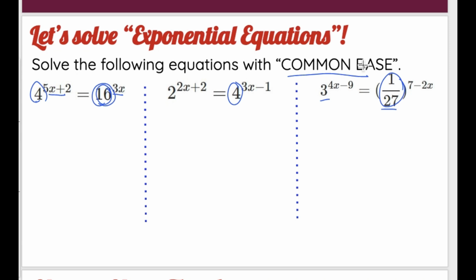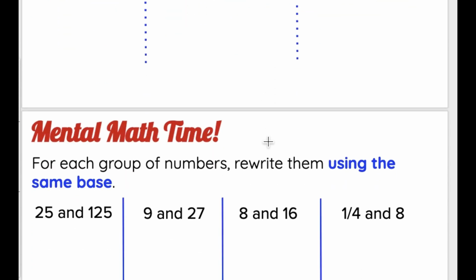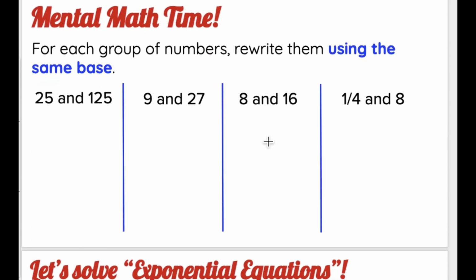To get ready for that part, we are going to do a quick practice. We are going to look at different groups of numbers to see what numbers we can use to rewrite each group so they can have the same base. Let's quickly check that. As you can see, we have 1, 2, 3, 4 groups of numbers. Each group has two numbers, and the idea is we are going to use the same base to rewrite each number, so the final result has the same base.